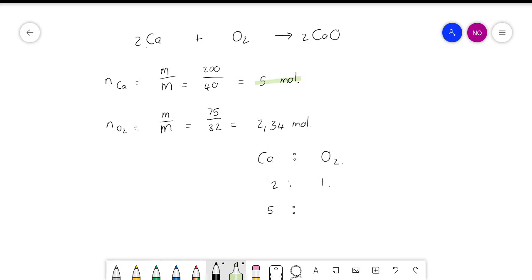I'll say again, if 5 moles of the calcium react completely, how many moles of the oxygen do I need? 2,5, right? Do I have 2,5? No, I have less than 2,5. I only have 2,34 available, which is less than the 2,5 that I need, which means that oxygen is limiting.